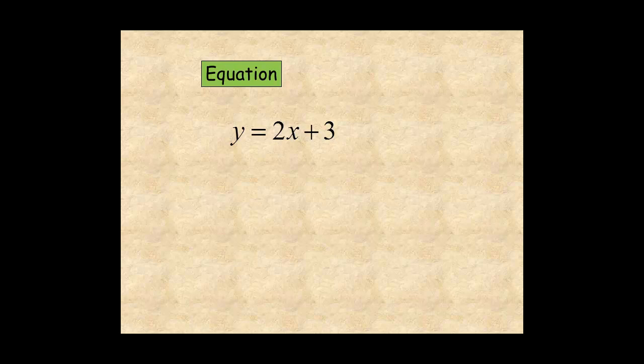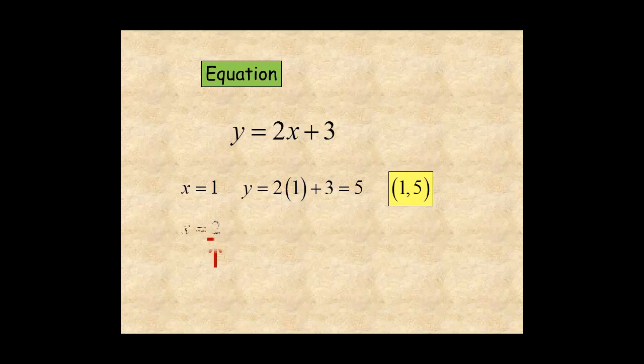Notice that this equation has a place for an input x value and an output y value. If you select values of x and calculate values of y, you can create a set of ordered pairs. For example, for x equals 1, y equals 2 times 1 plus 3 equals 5, and you have the ordered pair 1, 5.